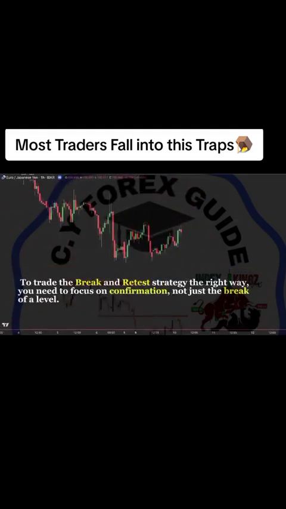To trade the break and retest strategy the right way, you need to focus on confirmation, not just the break of a level. Here's how you do it. Look for a well-defined key level where price has reacted multiple times in the past. Weak levels that price barely respected are more likely to fail. In this example, we have a key support level.